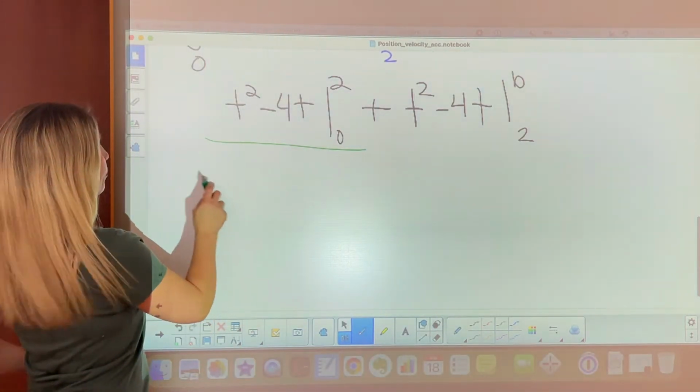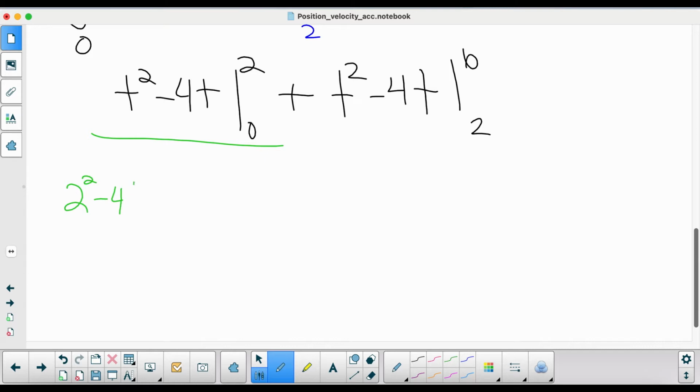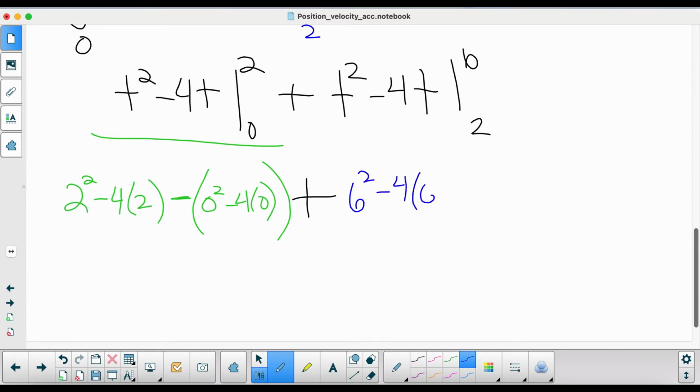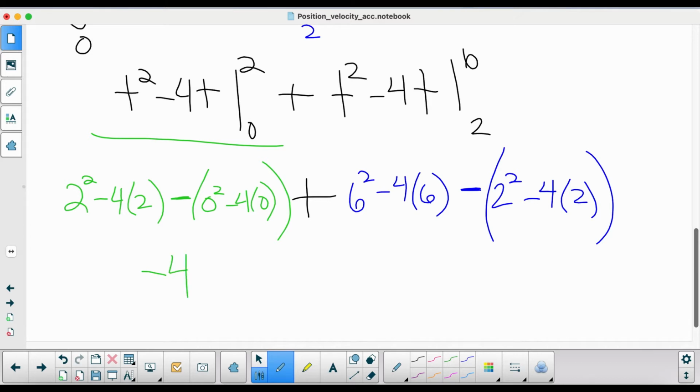I'm going to do the first part in green. So we have 2 squared minus 4 times 2 minus, now we're plugging in 0, 0 squared minus 4 times 0, plus 6 squared minus 4 times 6 minus, big old parenthesis, 2 squared minus 4 times 2. 2 squared is 4, 4 times 2 is 8, so 4 minus 8 is negative 4, minus 0, plus, this was from before, we had 36 minus 24, minus, over here you've got 4 minus 8 again, so minus a negative 4.